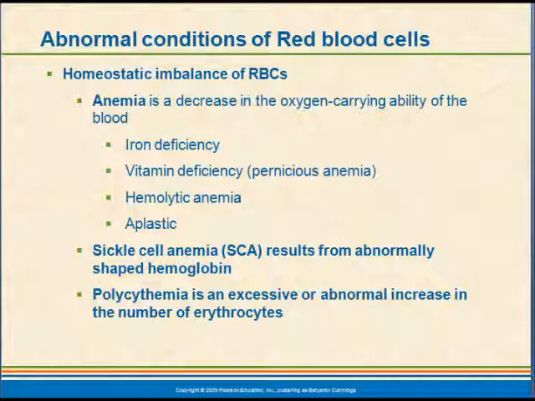Now, sickle cell anemia is one that we will talk about in a little more length. It is a genetic disease which results from some abnormally shaped hemoglobin. We'll talk about how that works. And then there is a condition called polycythemia, where you have an excess of red blood cells. What this does is it thickens the blood up.